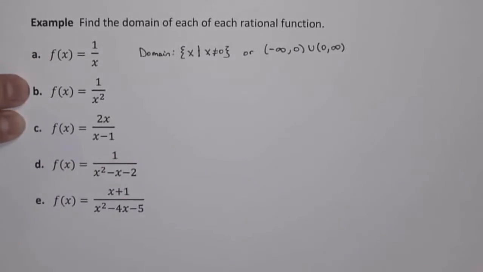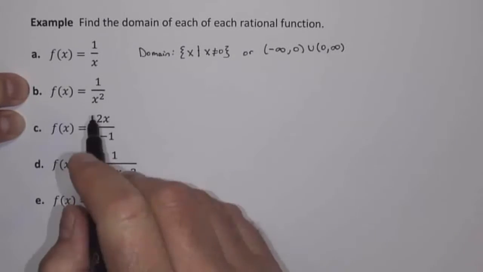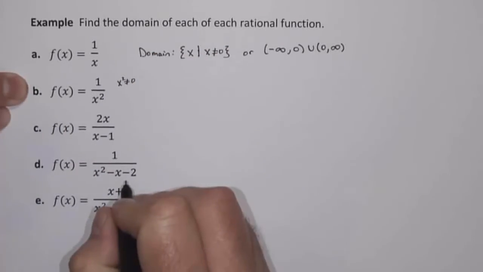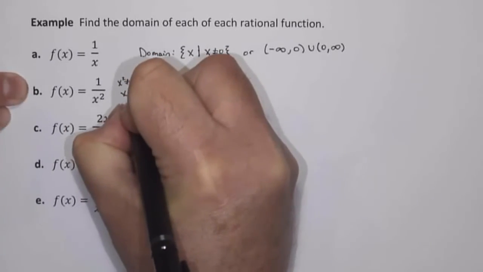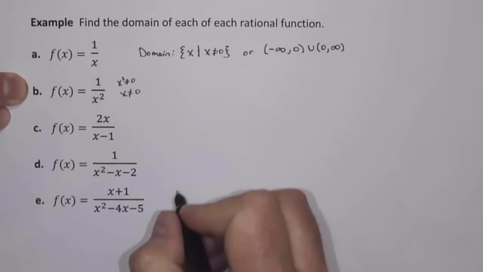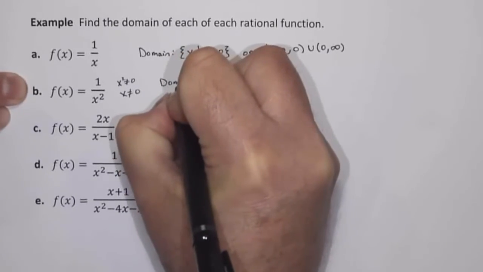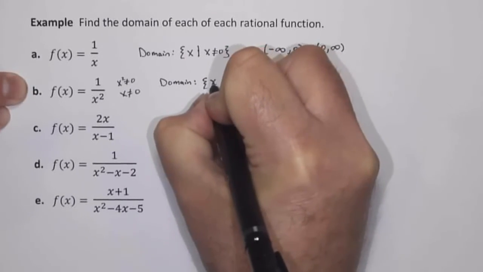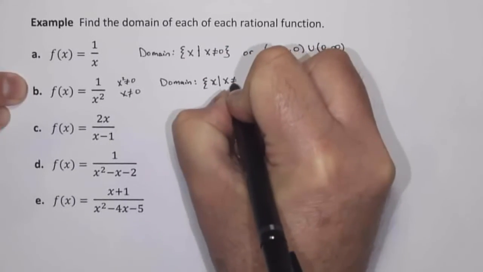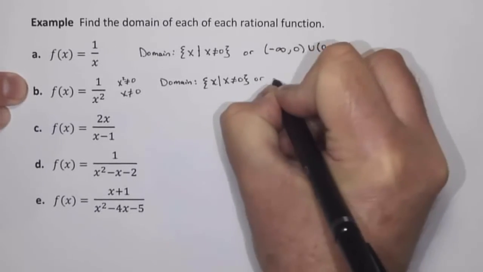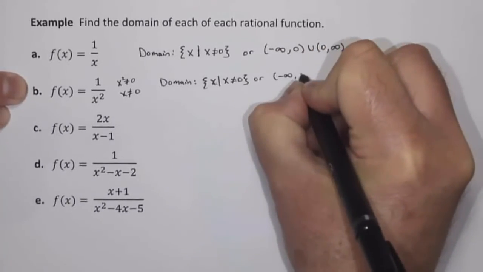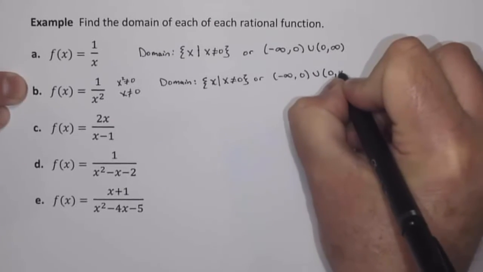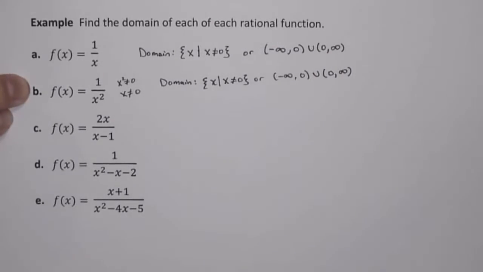Taking a look at part B, we have the same issue. In this case, it's x squared that can't equal 0. But if x squared can't equal 0, that means that x can't equal 0. So our domain for part B is the same as for part A. X can be anything except 0, or if we write that in interval notation, anything from negative infinity to 0, union anything from 0 to infinity.